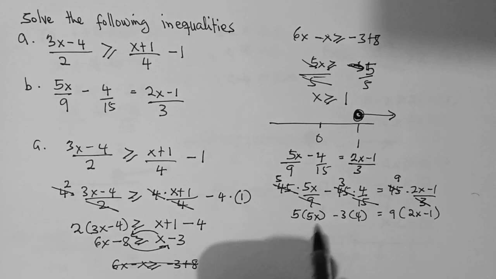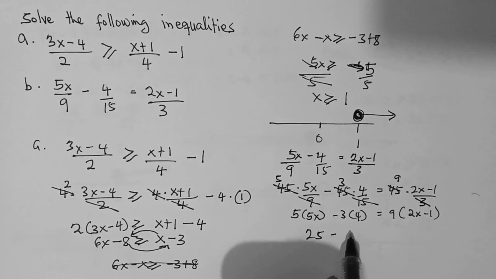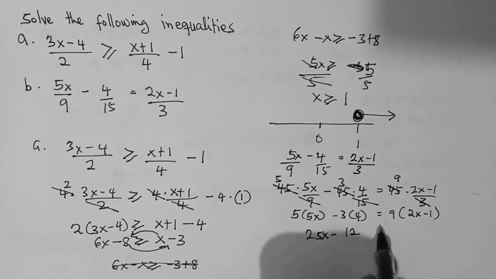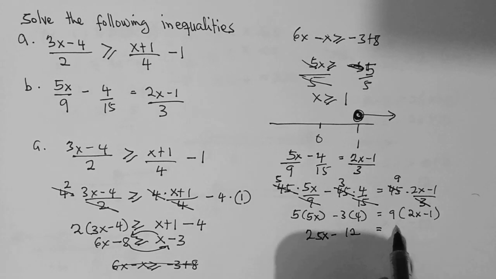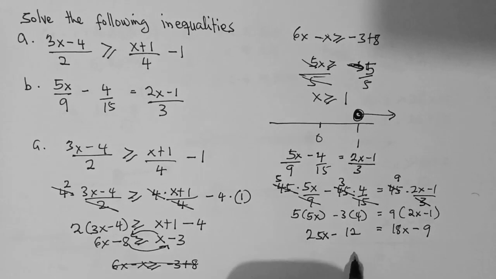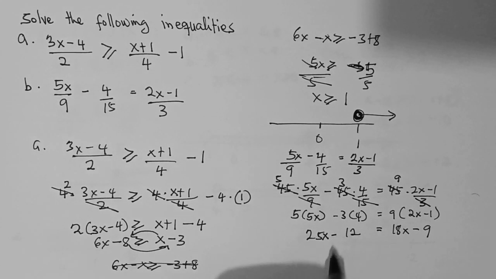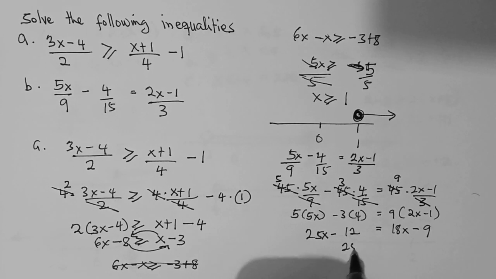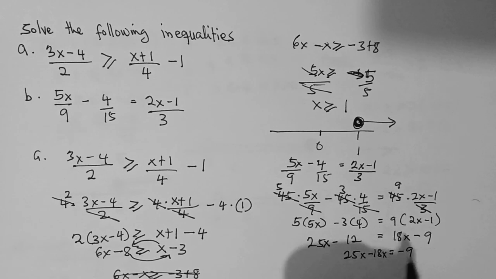So if we distribute, here becomes 25x minus 3 times 4 is 12. Sorry, here's 25x minus 12 equals 9 times 2x is 18x. Then 9 times minus 1 is minus 9. So we bring 18x to this side. It becomes 25x minus 18x equals minus 9 plus 12.